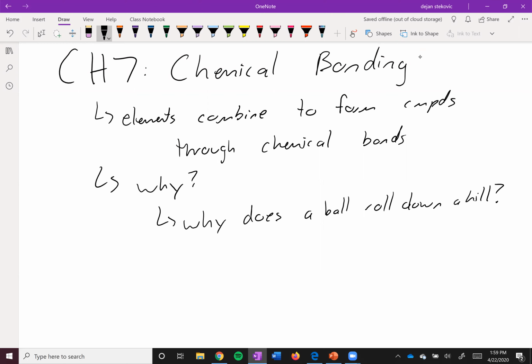Right? If you place a ball on a hill, it's going to roll down. It's never going to roll up. It's not going to stay where it's at. It's going to roll down the hill. And it's all about going to a lower potential energy. And so the same thing, the elements do this. Whenever a bond is formed, it's because it's going to a lower potential energy.